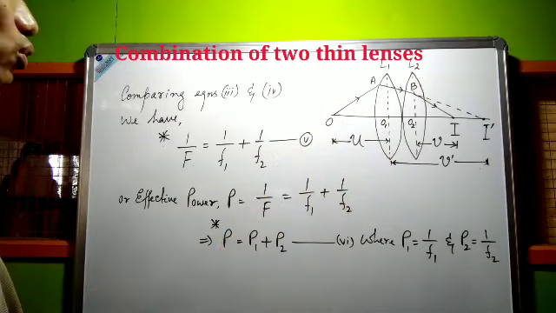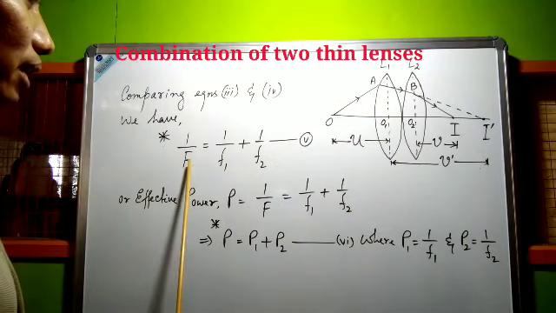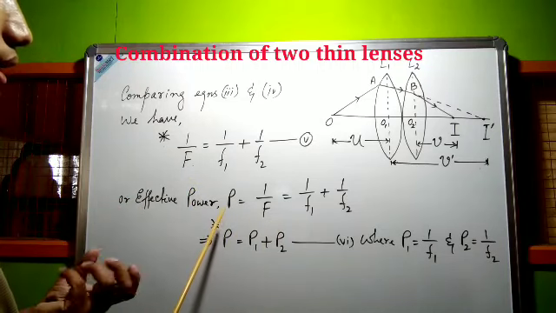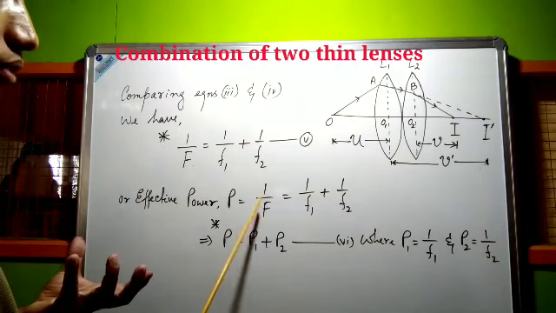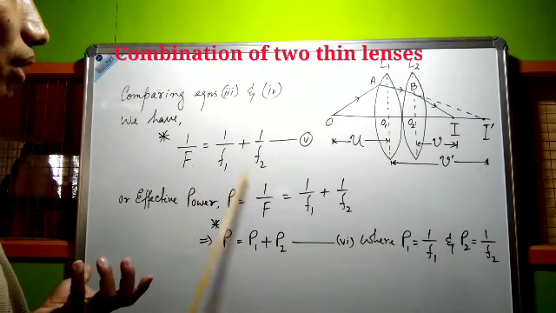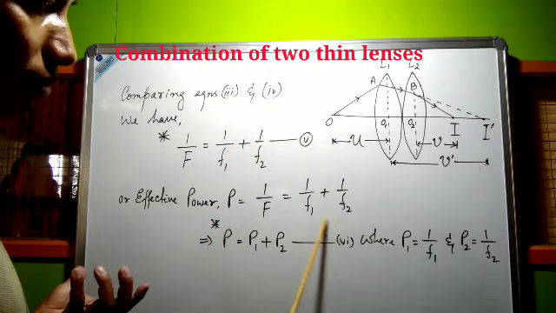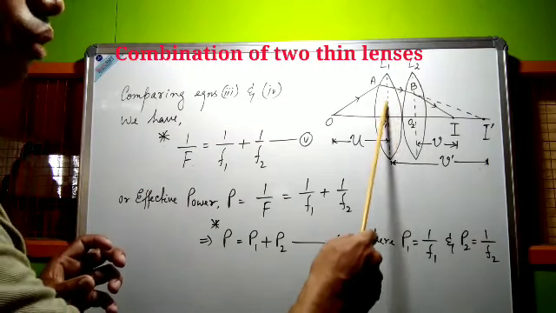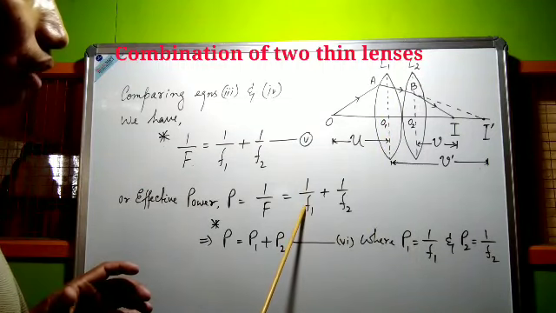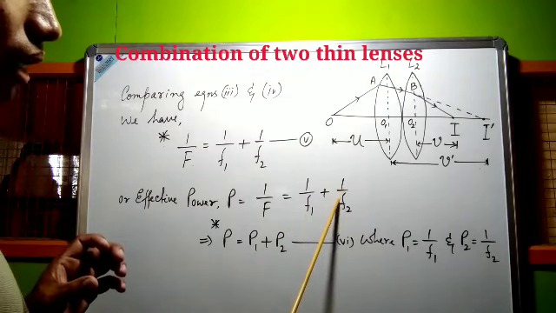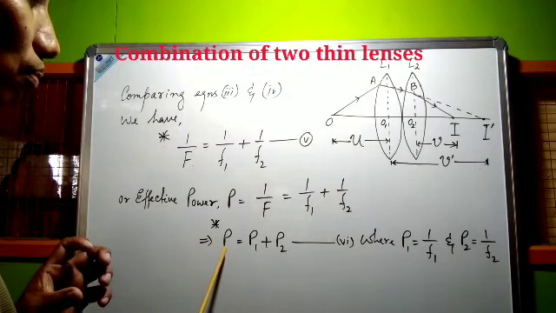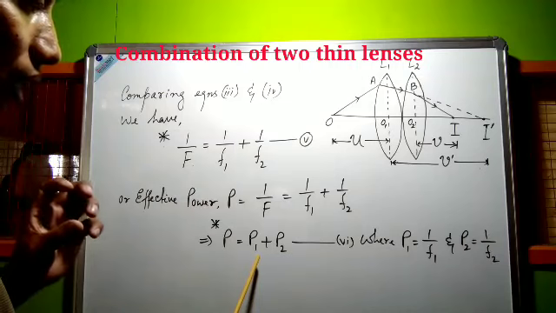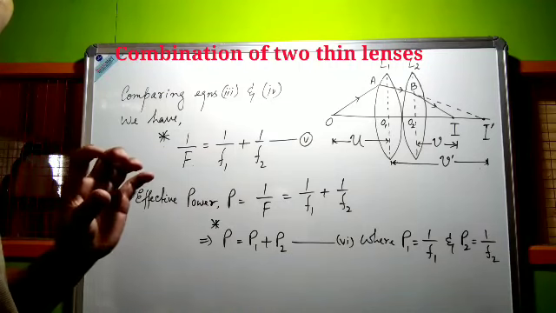Using this format, we can find the total or effective power. Power of a lens is the reciprocal of focal length, so the reciprocal of effective focal length is 1 by f1 plus 1 by f2. Then if P1 and P2 represent the powers of lenses L1 and L2, 1 by F1 is equal to P1 and 1 by F2 is equal to P2. So the total power of a combination of two lenses placed in contact is equal to the algebraic sum of the individual powers of the two lenses.